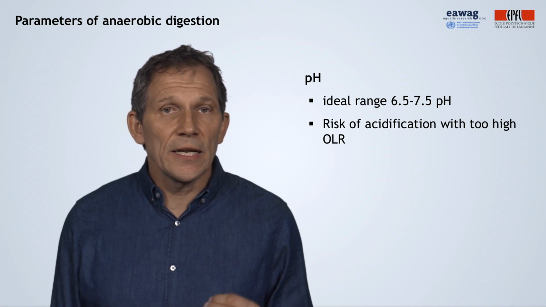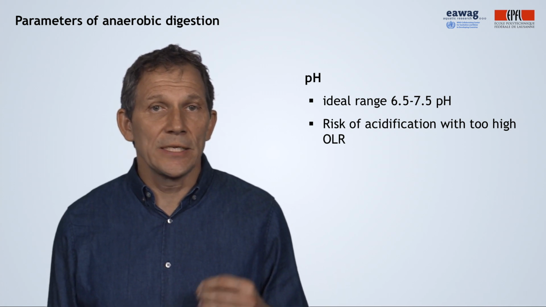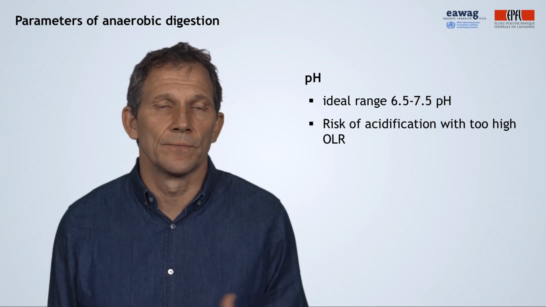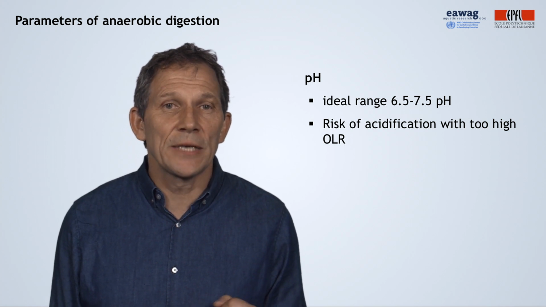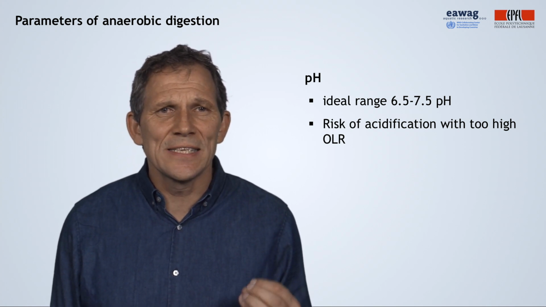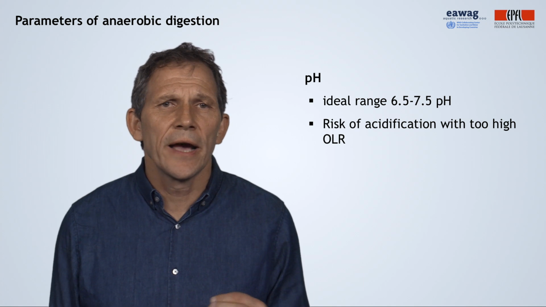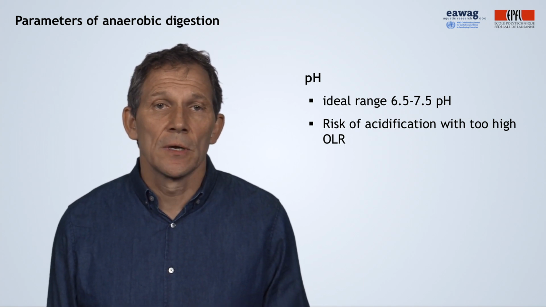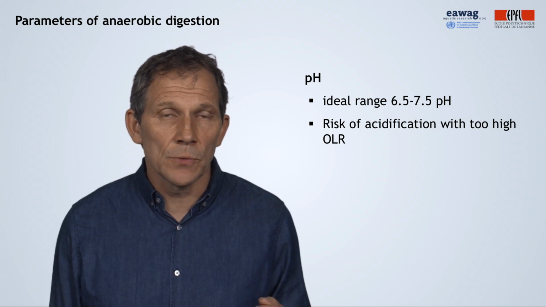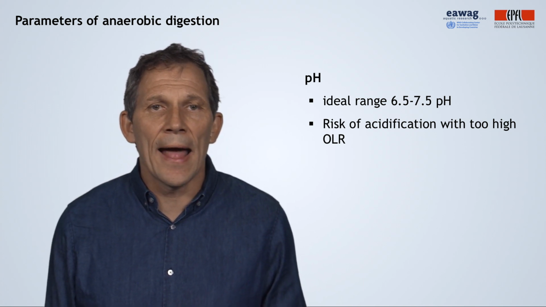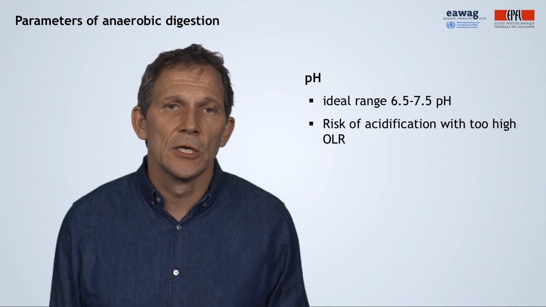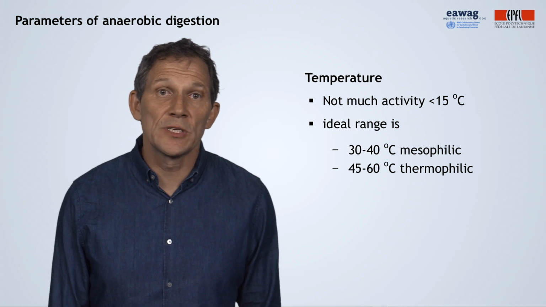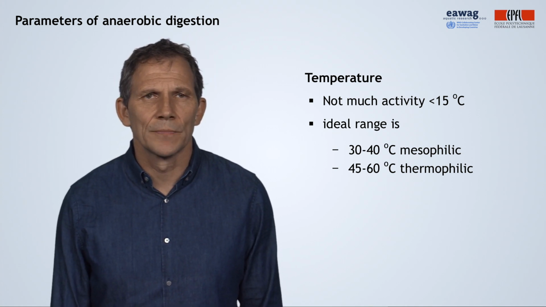Now, if the loading rate is too high, acidogenic bacteria will cause acidification of the reactor. Methanogenic bacteria are more sensitive to these conditions and will thus be inhibited. To react to this, the loading rate should be reduced, or one can also add lime or sodium hydroxide to increase the pH level. Another factor influencing the AD process is temperature.